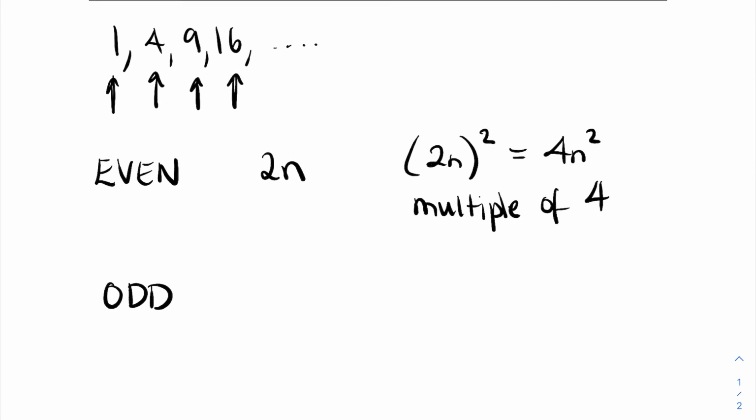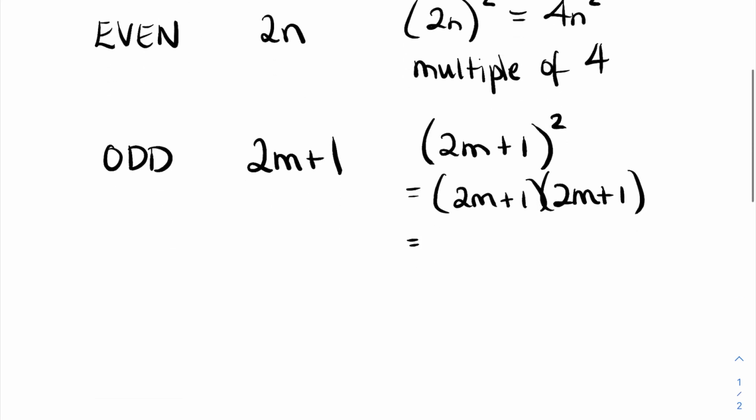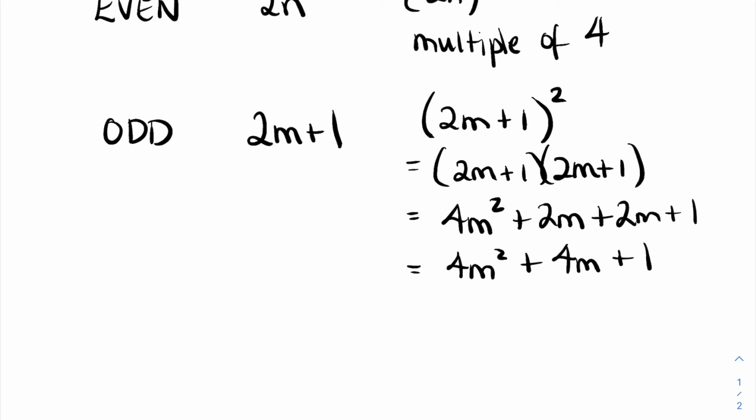So now let's consider odd numbers. I'm going to choose a different integer. I'm choosing m this time. And I represent any odd integer as one of the even numbers plus 1, 2m plus 1. Okay, now when I square this, it's 2m plus 1 squared, which is 2m plus 1 multiplied by 2m plus 1, making sure we multiply out double brackets. So I get 4m squared plus 2m plus 2m plus 1, which simplifies to 4m squared plus 4m plus 1.